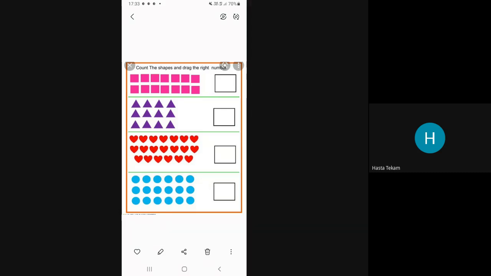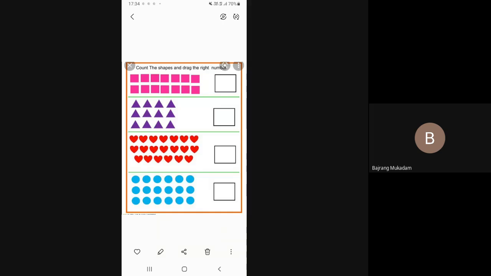So, first is Naksh. Naksh, can you count these pink color squares and tell me how many are there? 1, 2, 3, 4, 5, 6, 7. Yes, 7.